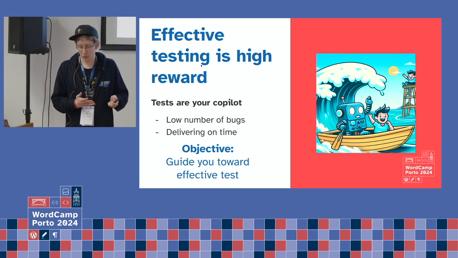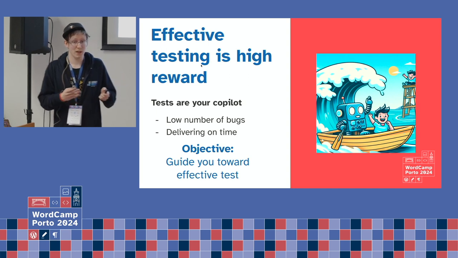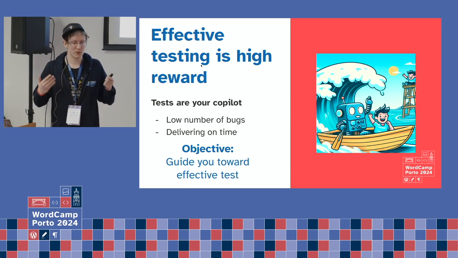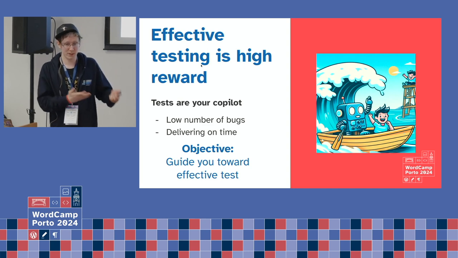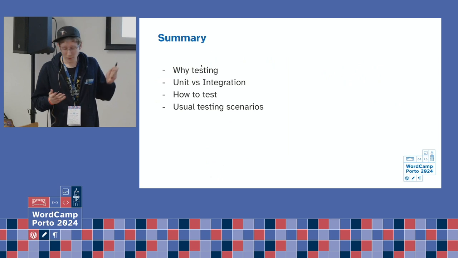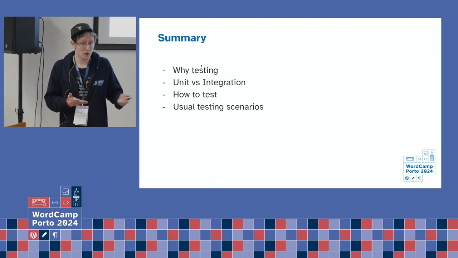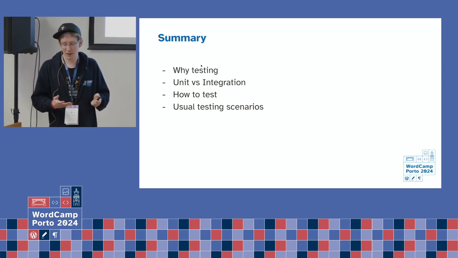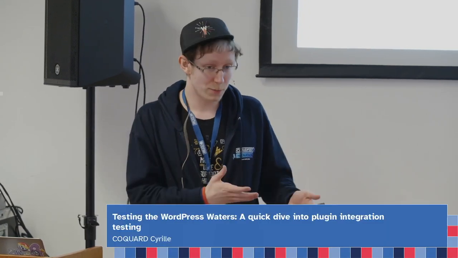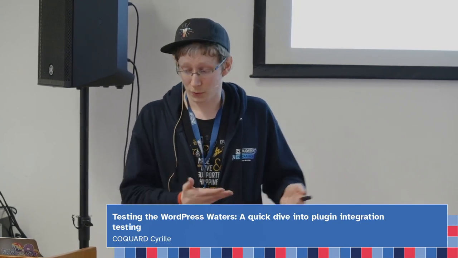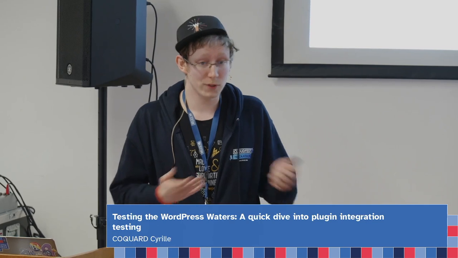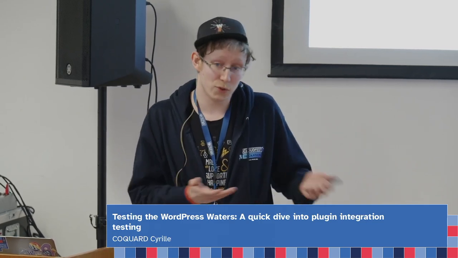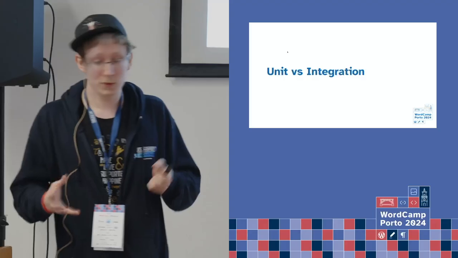So the objective of that talk is to guide you toward effective testing and also to answer the questions you're going to ask yourself when you write some tests. For that, I'm going to follow this plan. First, why testing? That's what I did. Then we're going to look at integration and unit tests, and which one is best to start testing in your company. Then once we know which test to pick, we'll know how to test. And finally, I have a couple of usual testing scenarios that you're going to encounter when you write integration tests. So first, let's start with unit versus integration testing.